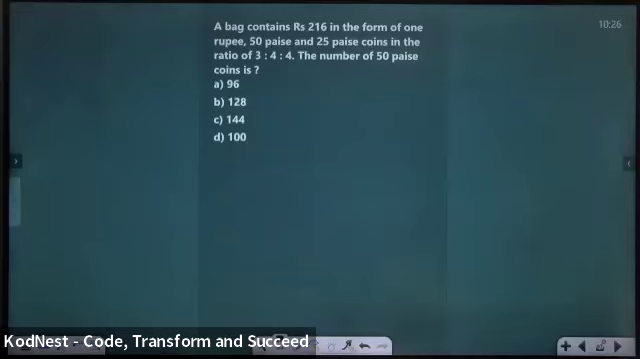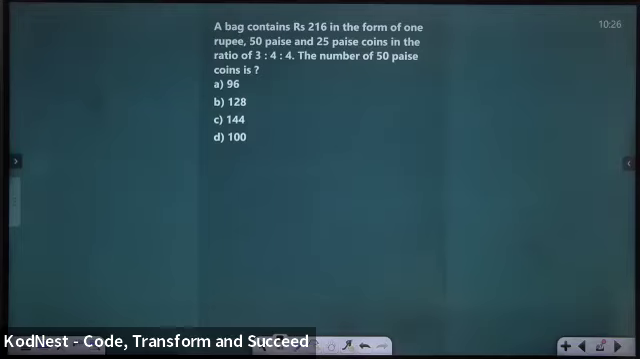First, directly take the values from the ratio. We have 144 is correct. Previously 40. So directly take the values from the ratio. Think that there are three 1 rupee coins. There are four coins of 50 paise. There are four coins of 25 paise.